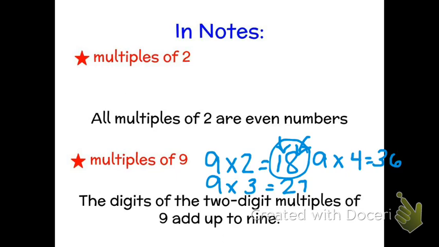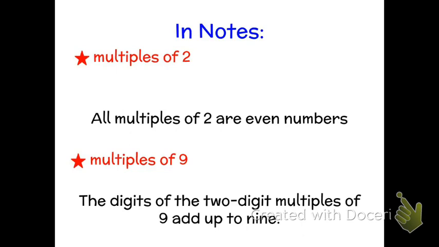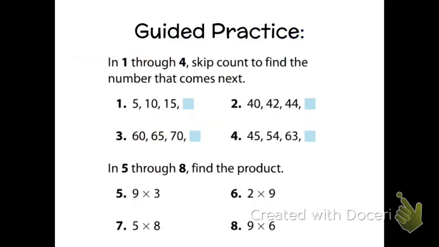So for example, one that is not 2 digits would be 9 times 1 equals 9. 9 times 3 is equal to 27. Well, again, if I add up each digit, 7 plus 2, that equals 9 again. Same with 9 times 4, which equals 36. If I add 6 plus 3, again, I get 9. This is a pattern that always works with multiples of 9 when you are looking at the 2-digit multiples.